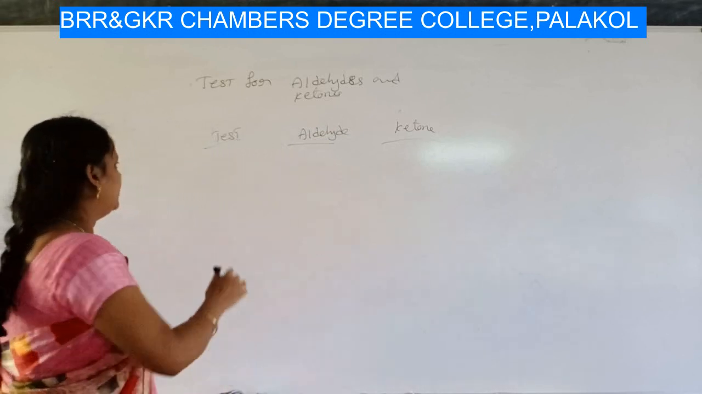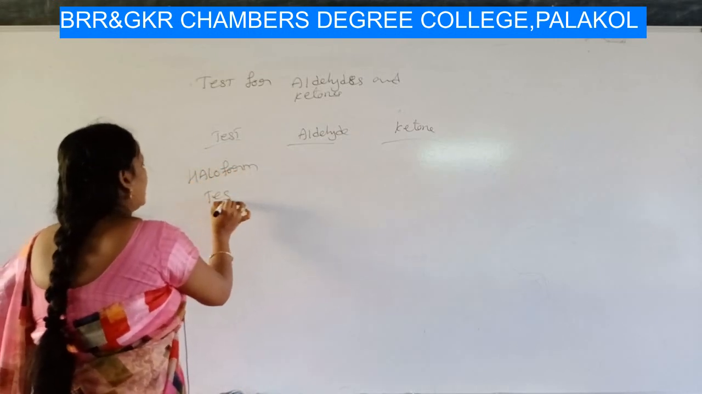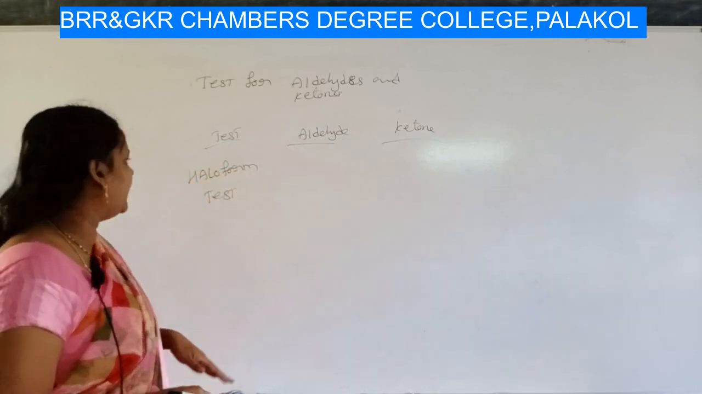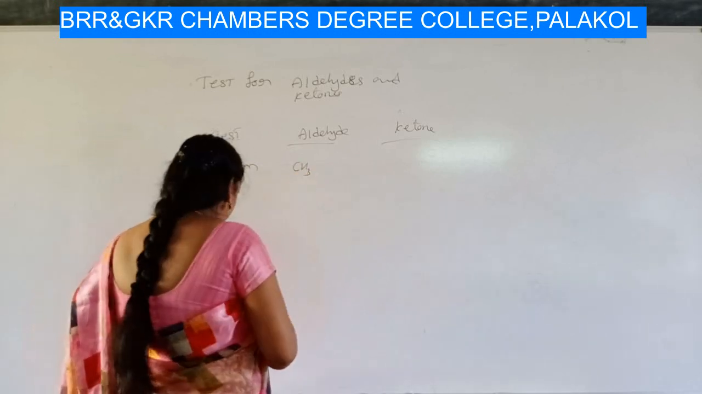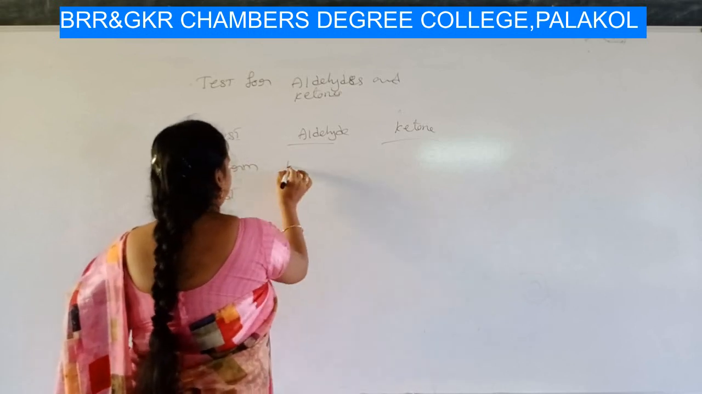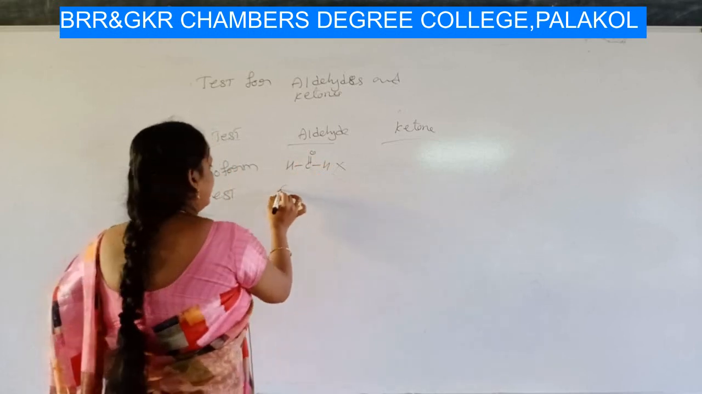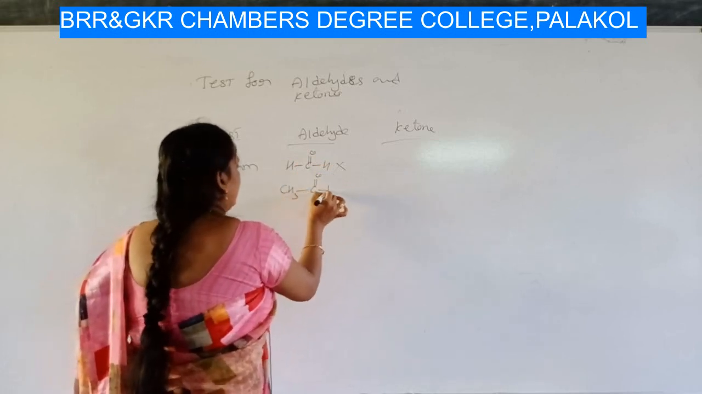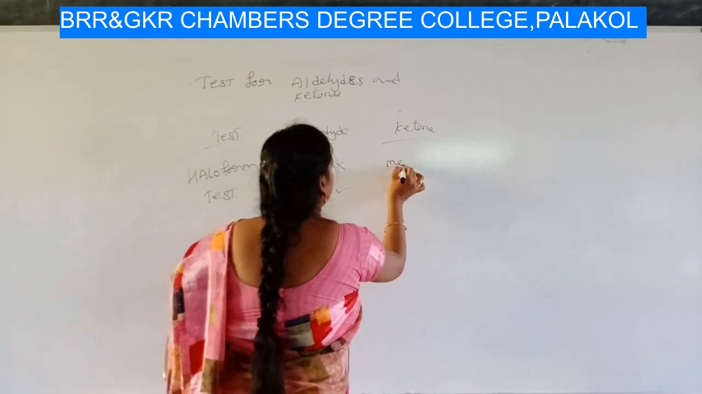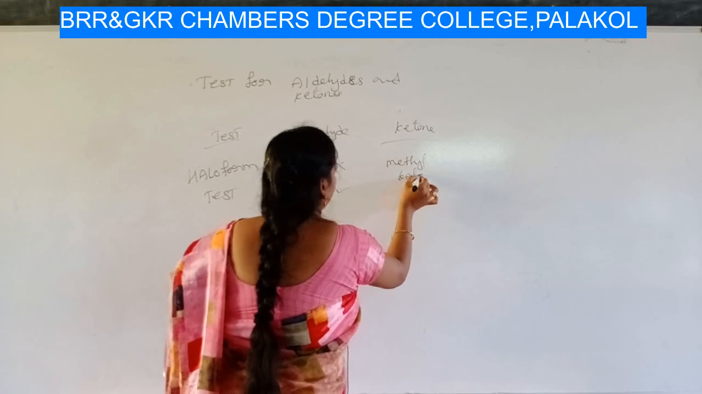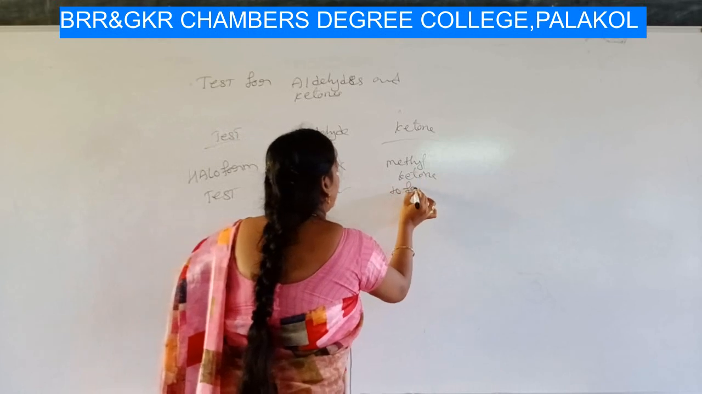Last test is the haloform test, students. Okay. Formaldehyde does not give haloform, but acetaldehyde will give haloform. Here, methyl ketones. The ketone must compulsorily be a methyl ketone to form haloform.